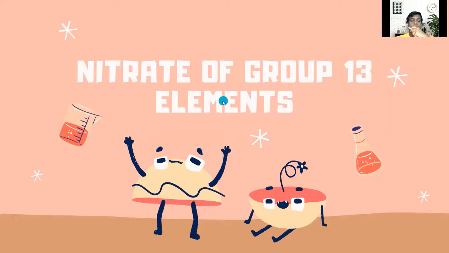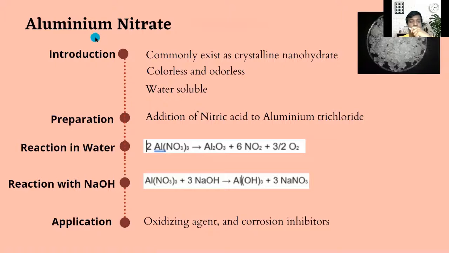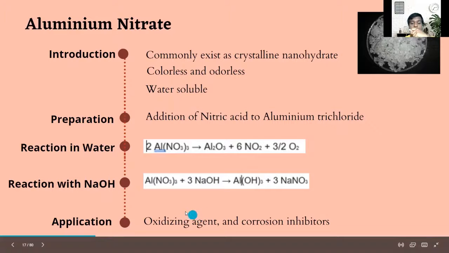The following binary compound that I would like to discuss is nitrate of group 13 elements. One of the nitrates present in the group 13 binary compounds is aluminium nitrate. Aluminium nitrate commonly exists as crystalline nonahydrate. It appears colorless and odorless, and is water soluble as well. To prepare aluminium nitrate, the reaction is adding nitric acid to aluminium trichloride. The reaction of aluminium nitrate in water produces aluminium oxide, 6 nitrogen dioxide and also oxygen. The reaction with sodium hydroxide produces aluminium hydroxide and also sodium nitrate. Aluminium nitrate can be used as an oxidizing agent and also as a corrosion inhibitor.